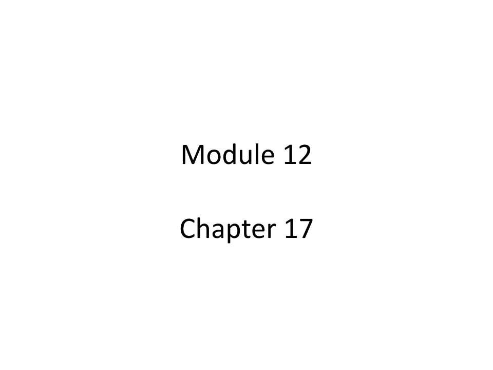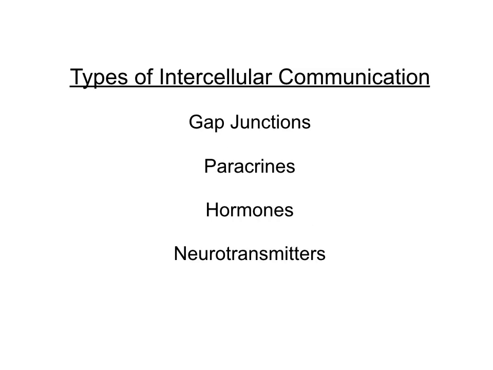Module 12, Chapter 17, Your Endocrine System. There are 4 different types of intercellular communication within the body.